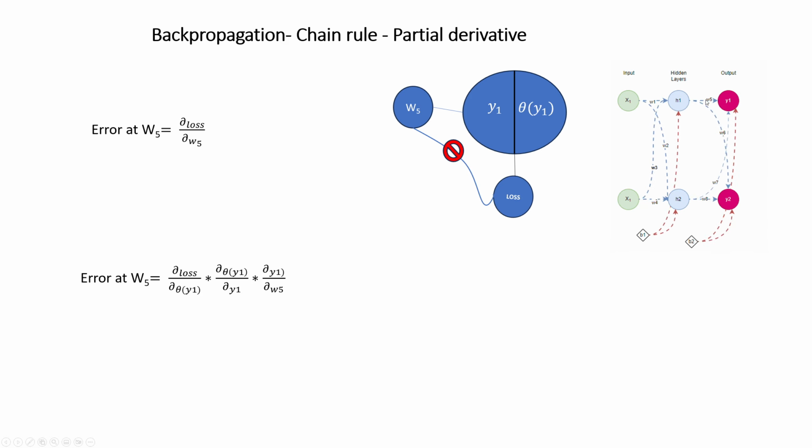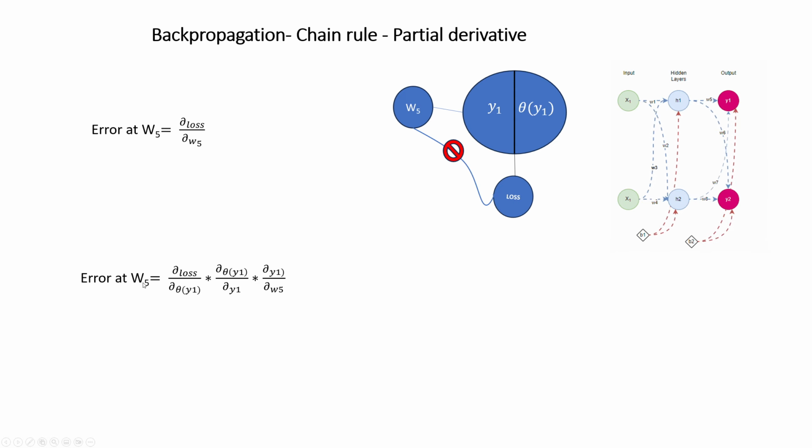Now to update this weight 5, what's the formula? It's the derivative of loss in terms of y5. But as you can see here, there is no direct connection between loss and weight 5. Here is y1, but the loss function was calculated outside, so there is no direct connection to this. So what we should use is the chain rule.